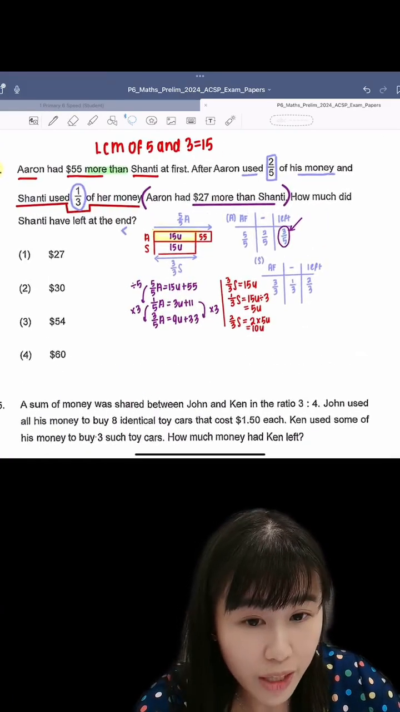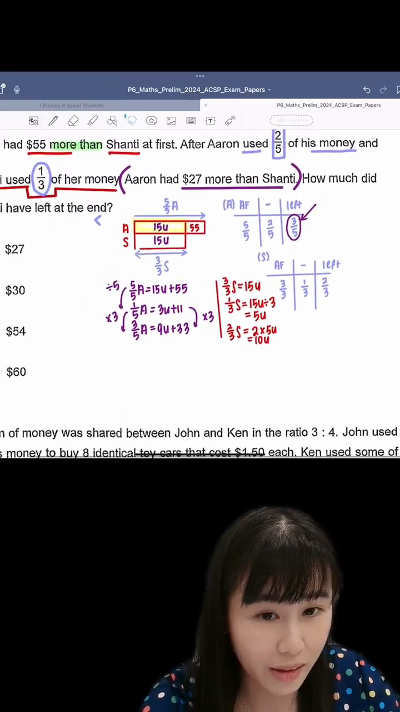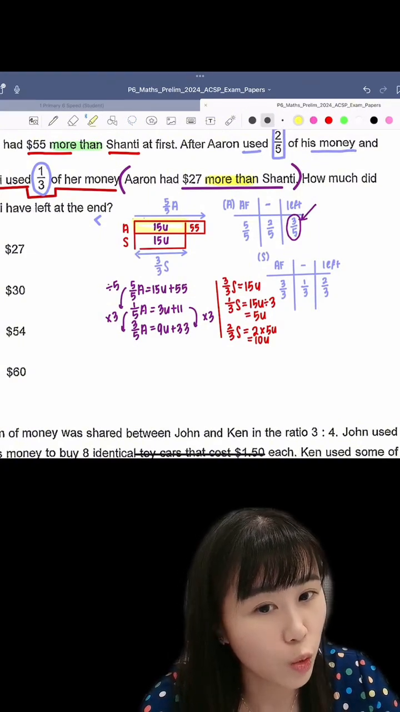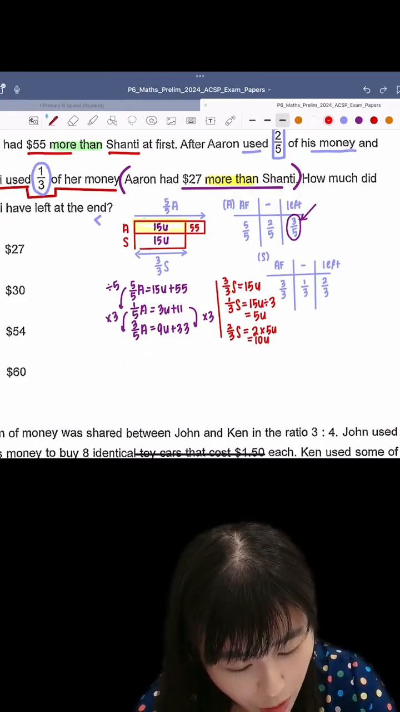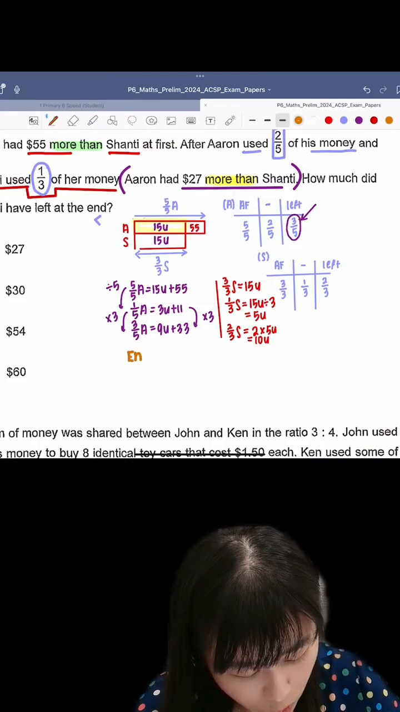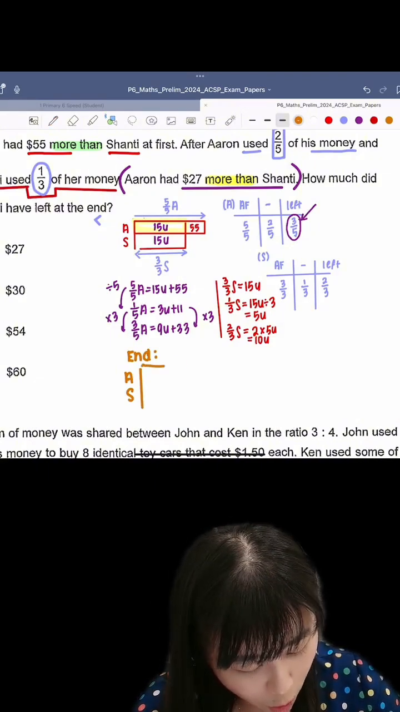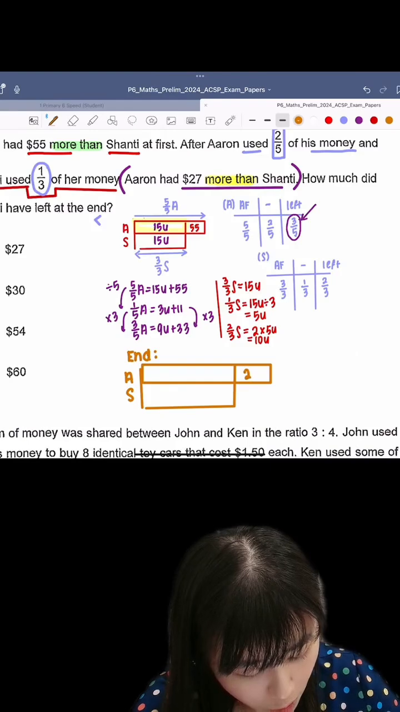Okay, so after that, what I'm going to do is draw a separate model for the end, because they say Aaron had $27 more than Shanti. So I'm going to draw the end model to show you how to do it. So in the end model, you have Aaron to Shanti, $27 more. You will draw the $27 more first.